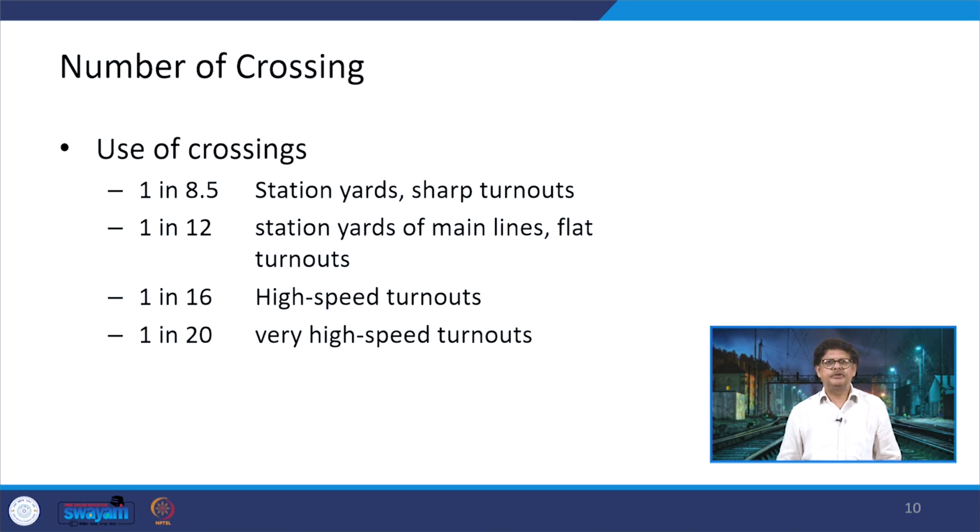Now, on the use of different types of crossings, as I said, the n value can be 8.5, 12, 16 or 20. 8.5 is usually used in station yards or sharp turnouts, 1 in 12 on station yards of main lines or flat turnouts, 1 in 16 on high speed turnouts, and 1 in 20 on further high speed turnouts. So, as the number increases, the speeds are going to be increased.